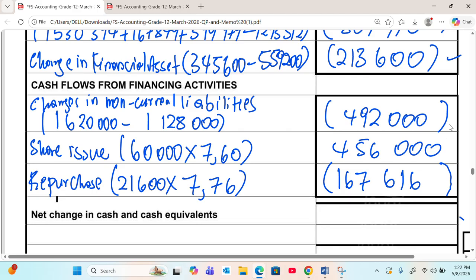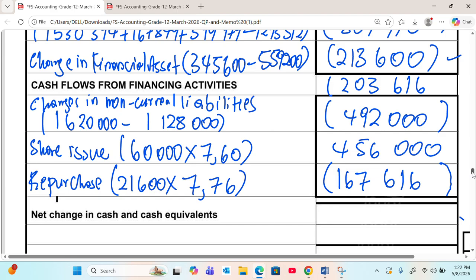On your calculator, you can just press minus 492,000 plus 456,000 minus 167,616. So again, we are still having an outflow from financing activities of 203,616. So this is what you need to do now to calculate the net change in cash and cash equivalent.